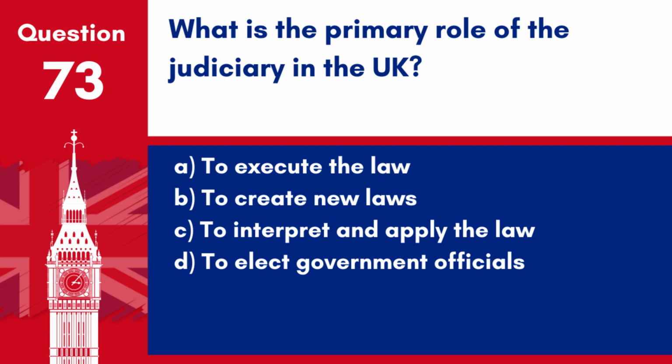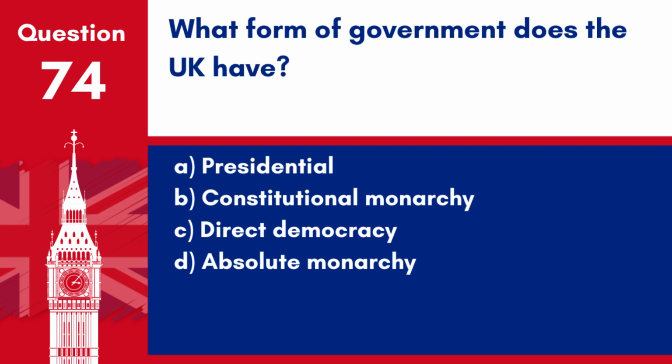Question 73. What is the primary role of the judiciary in the UK? A. To execute the law. B. To create new laws. C. To interpret and apply the law. D. To elect government officials. Answer: C. To interpret and apply the law. The primary role of the judiciary in the UK is to interpret and apply the law, ensuring justice is administered fairly and impartially.